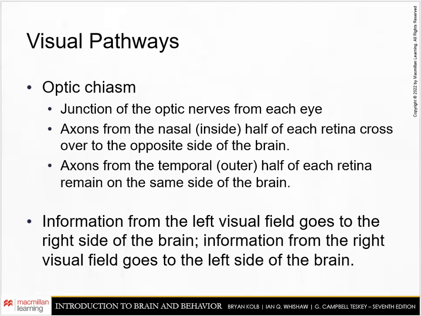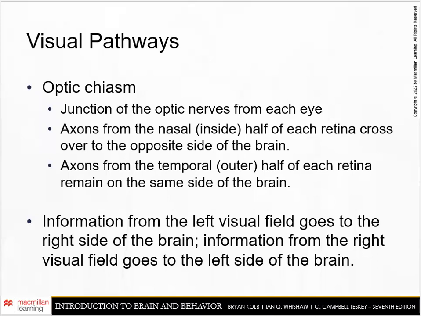Let's get into the visual pathways. So there's the optic chiasm. When we're thinking about neuroanatomy, optic chiasm, that's going to be neuroanatomy 101. We're going to want to make sure we understand this. The chiasm is the junction of the optic nerves from each eye. This is where the axons from the nasal, or the inside half of each retina, cross over to the opposite side of the brain, whereas the axons from the temporal, or outer half of each retina, remain on the same side of the brain. We're going to be able to see an image of that, or a figure, in just a moment.